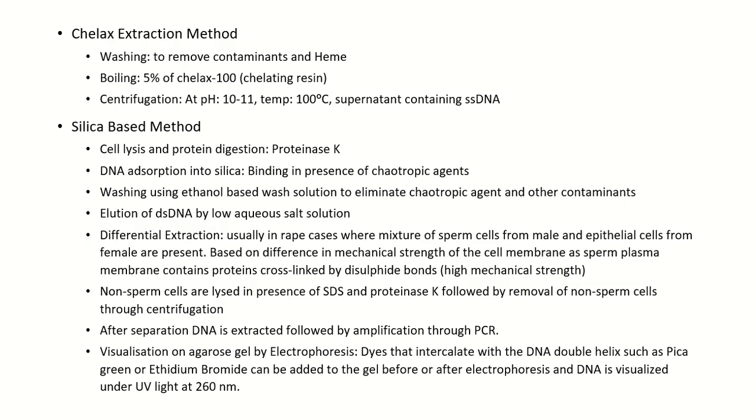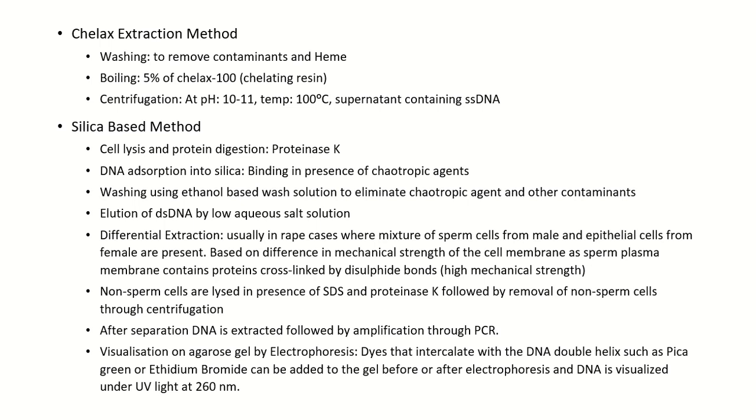Chelex extraction method, which constitutes 3 steps: washing to remove contaminants and heme, boiling with 5% Chelex 100 chelating resin, and centrifugation at pH 10 to 11, temperature 100 degrees Celsius, and this supernatant will contain single-stranded DNA.